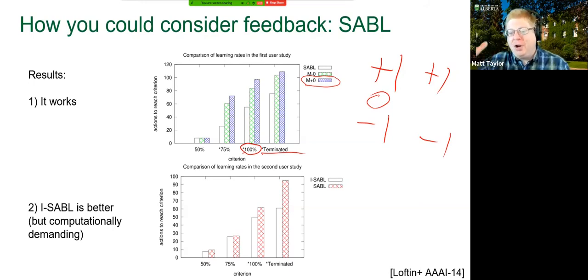We also used iSable and showed that that also can learn even faster, but it takes a lot of extra computation. So the take-home point is you could treat feedback like Tamer does with a plus or minus one, or you could treat feedback as categorical, and there's some evidence that that might work better.